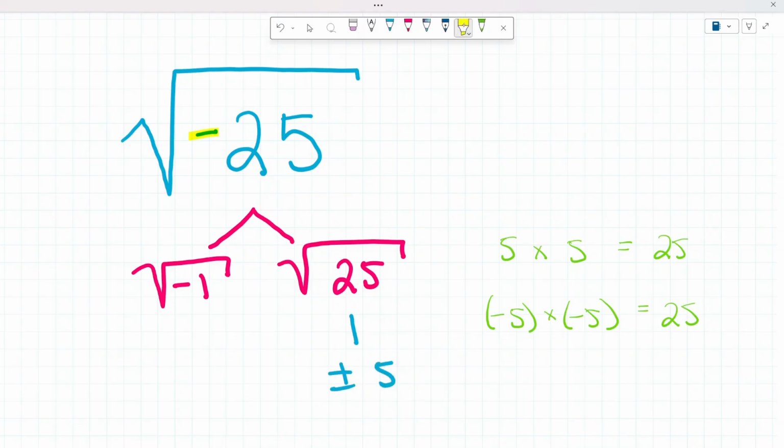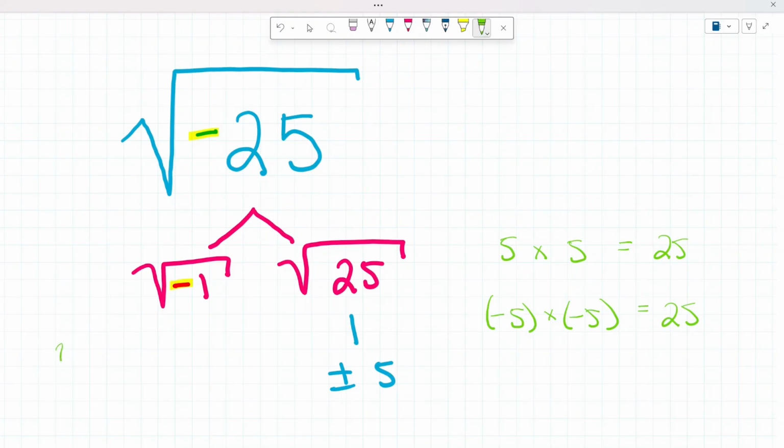Okay, what about the other side? What about the square root of negative 1? Now we're back at that same problem where we're having to take the square root of a negative number. However, this is where we get to introduce complex numbers. So I'm going to show you something really neat.